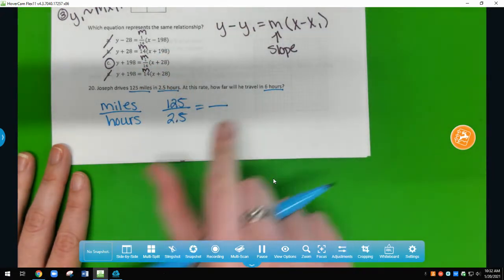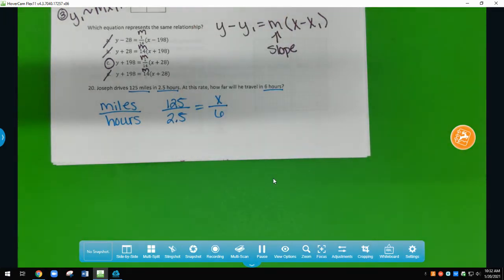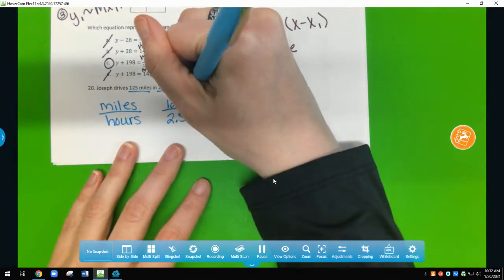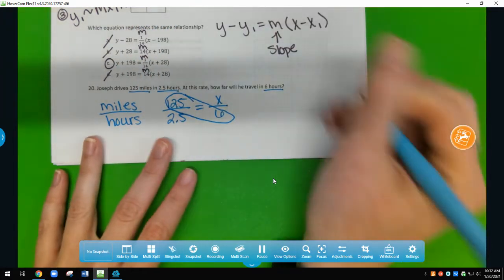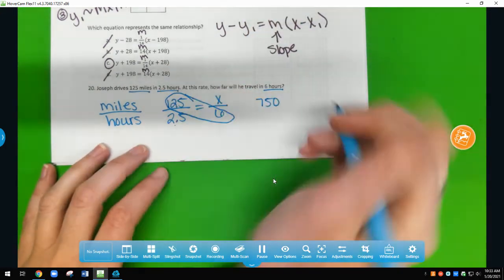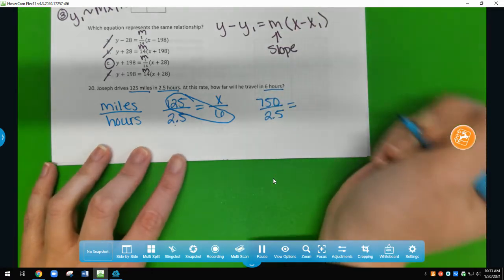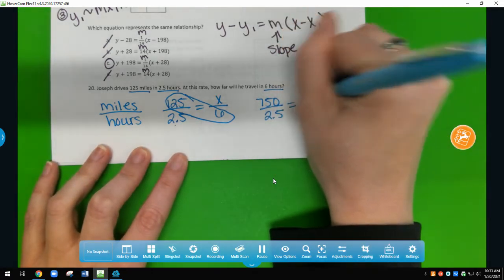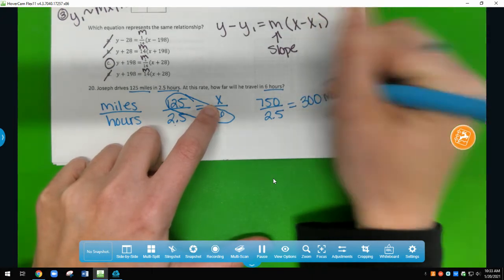Remember, my hours need to stay across from each other, so the 6 is going to go at the bottom, x is going to go at the top. So we're going to cross multiply what we know. So 125 times 6 is 750. Divide by what's left. So when I do that, I get 300, and since that's the number at the top, it's 300 miles.